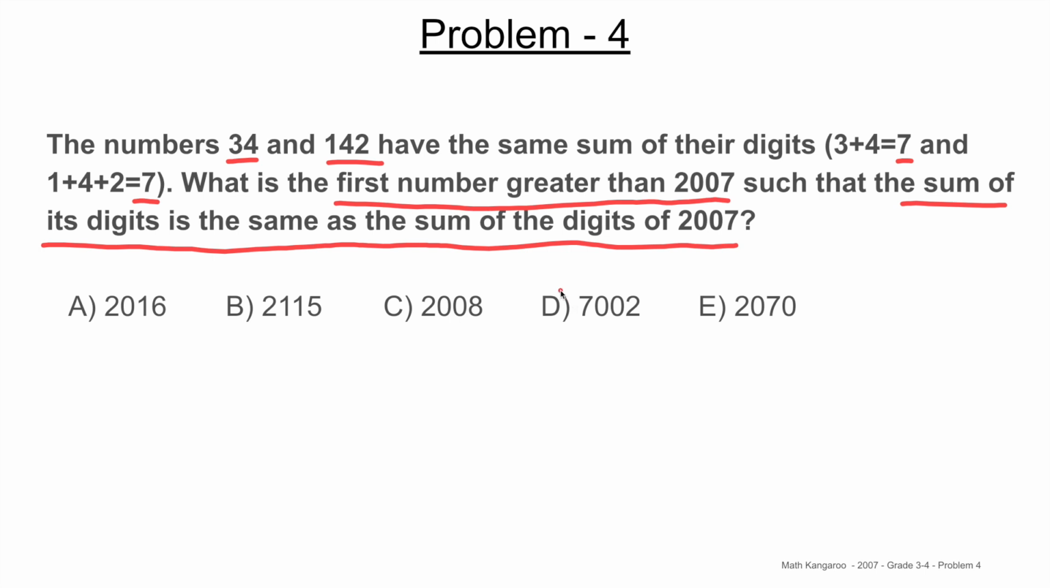Let's solve this together. We need to find the first number greater than 2007 where the sum of the digits is the same as 2 plus 0 plus 0 plus 7 equals 9. This is another problem where we can smartly pick from the options. Let's start checking the options first. Option A.